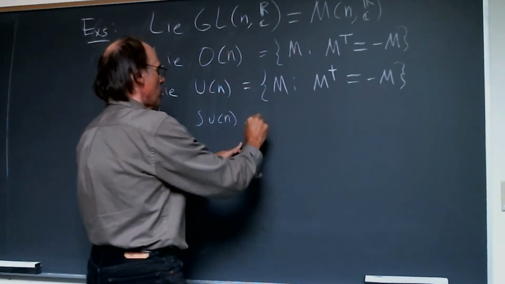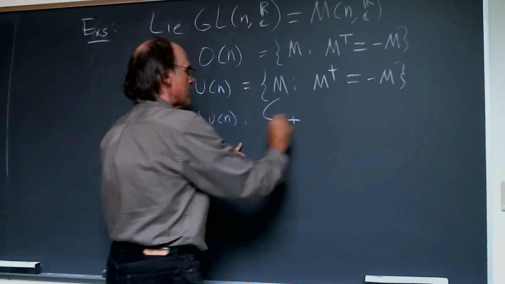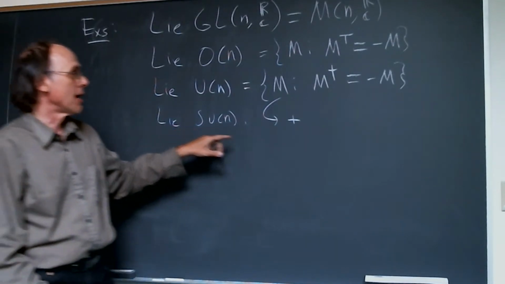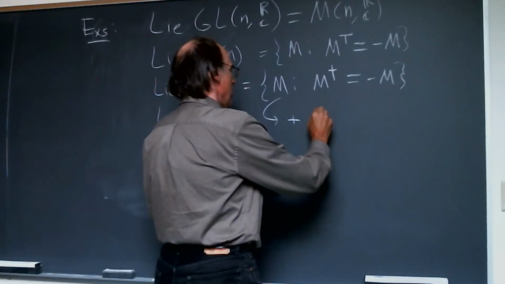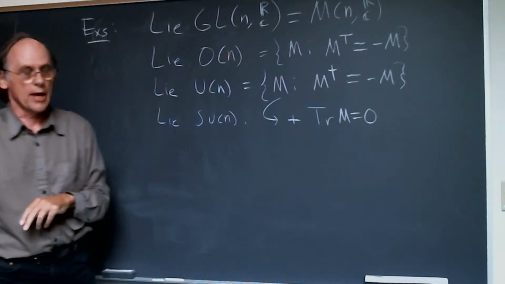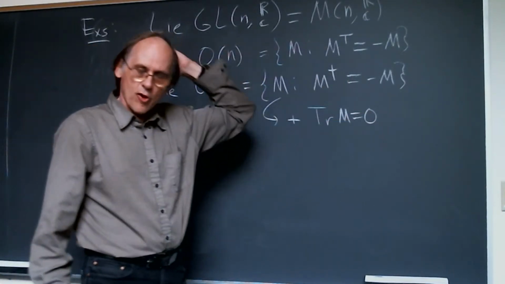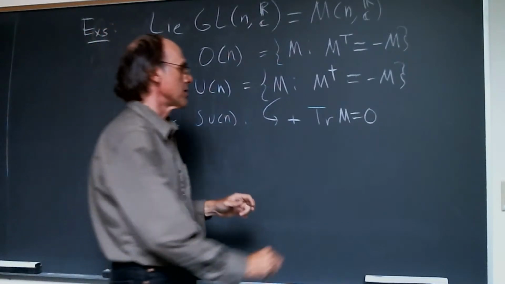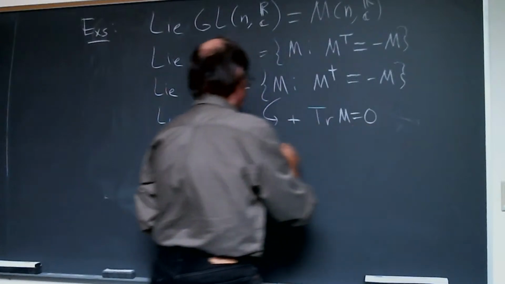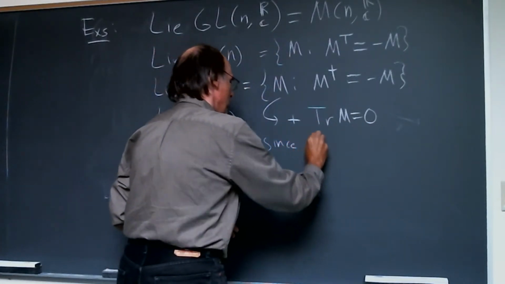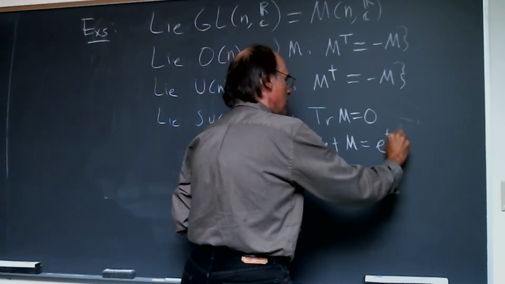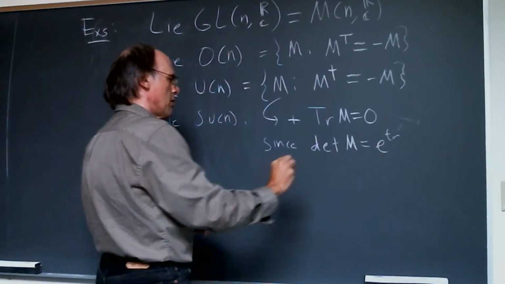Then there's an extra condition. There's a condition that ensures that the determinant is 1, and the extra condition is that the trace of M is 0. And the way you show this is there's a formula that's not too hard to show in linear algebra, which is that you use the determinant. Since the determinant of a matrix is the exponential of the trace of the matrix.